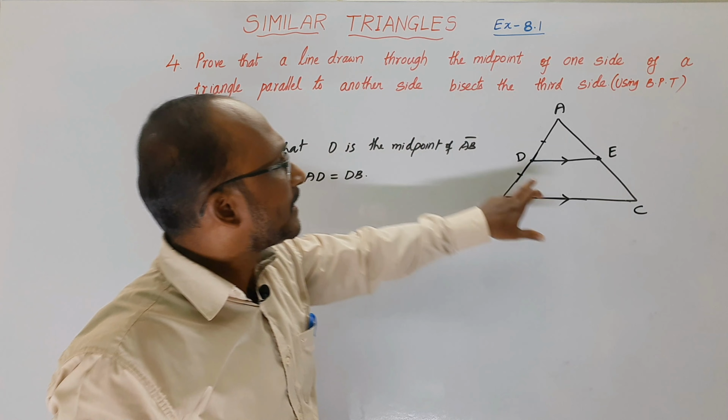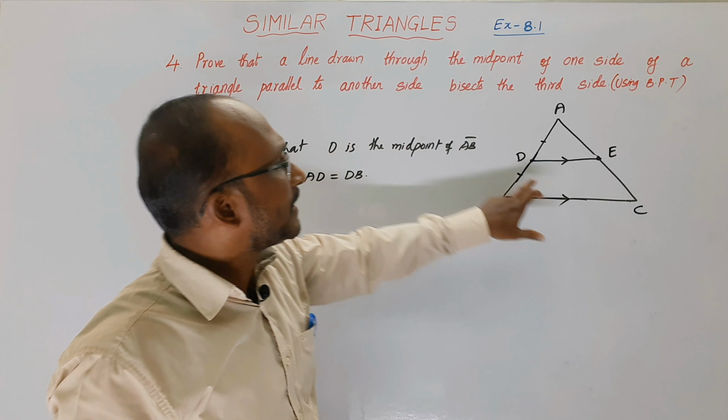Now let us write given. In triangle ABC, DE is the line such that AD by DB is equal to AE by EC. Next, RTP, that is, DE is parallel to BC, that we have to prove. Now let us see the proof. First of all, let us assume that DE is not parallel to BC.